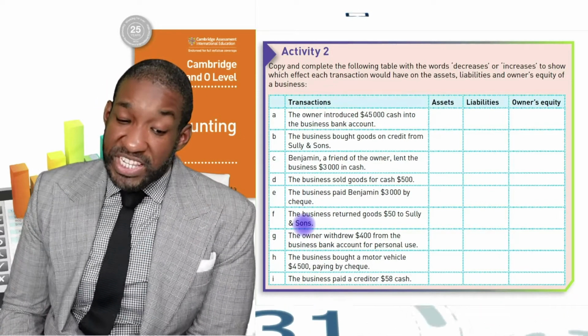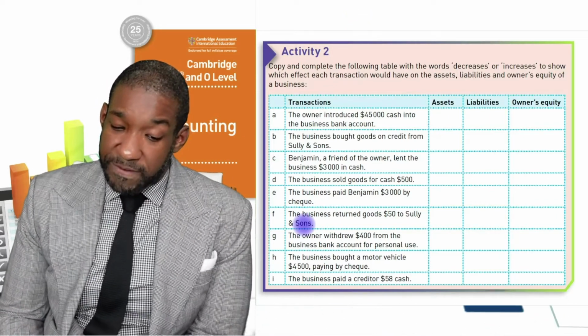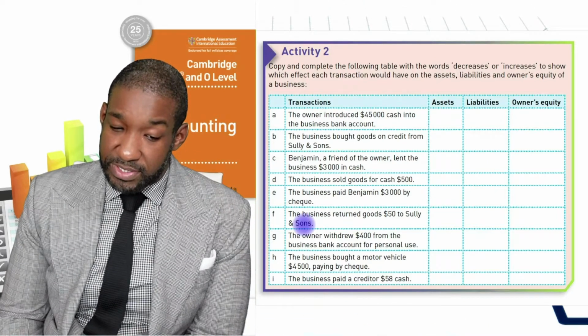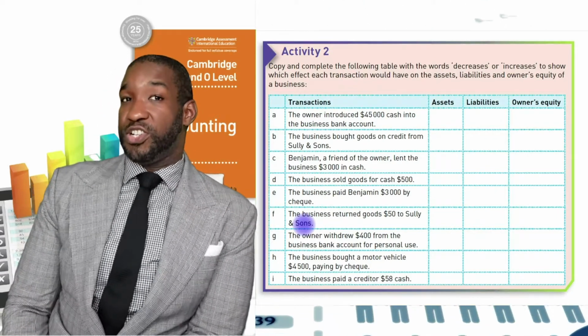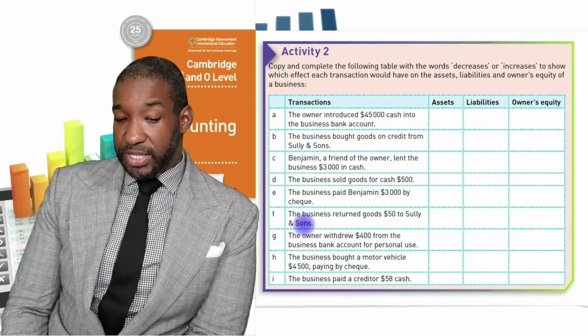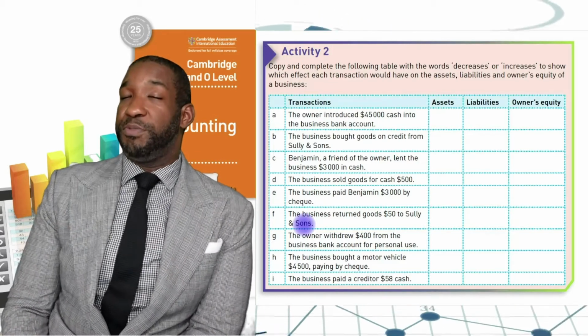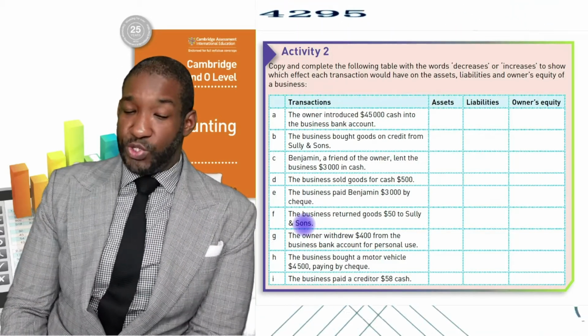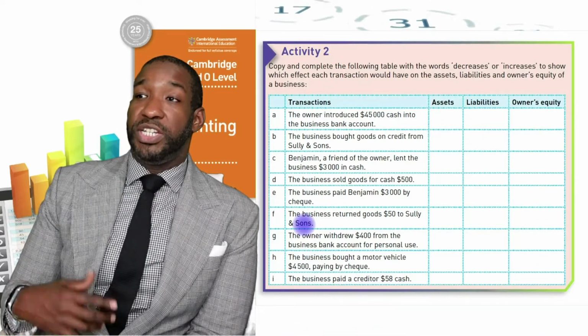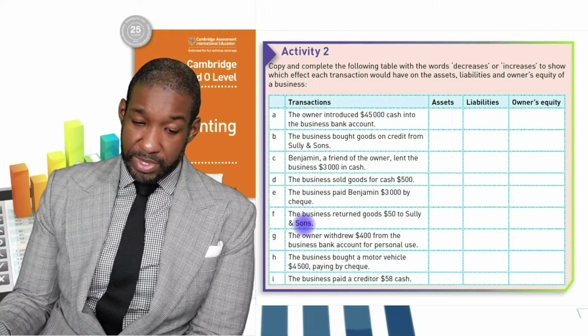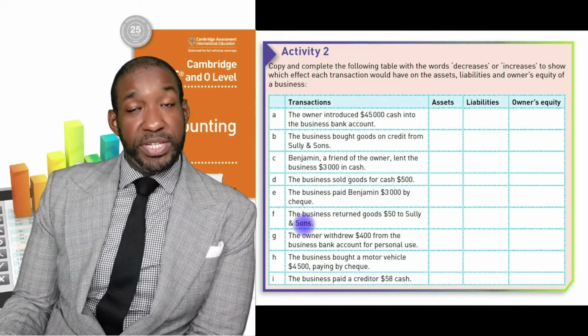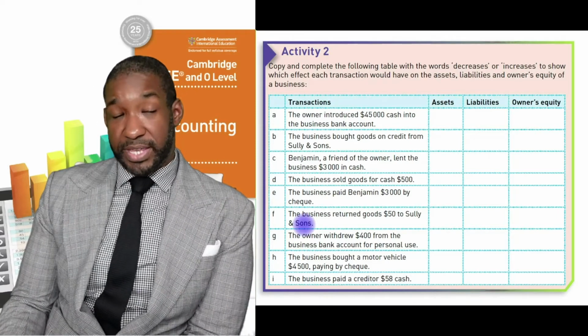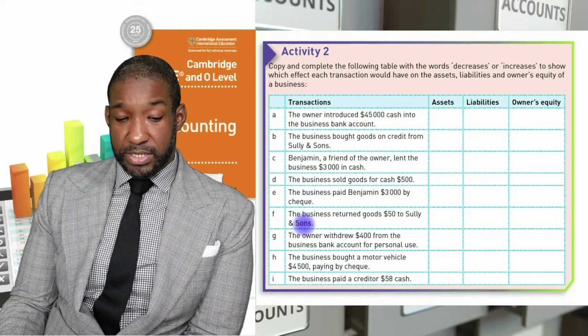Letter F, the business returned goods worth $50 to Sully and Sons. Remember, these were goods purchased on credit. Now we are returning these goods. The goods are being returned, which means they were not sold. Those goods are going back, which should decrease inventory. And it should also decrease the amount owed, considering that the goods were returned.